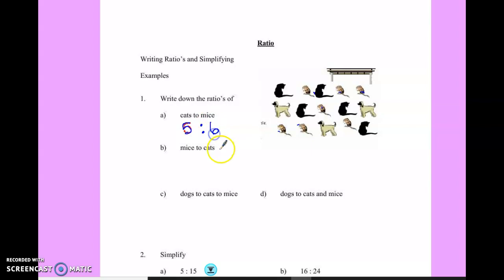So the ratio of cats to mice would be 5 to 6. The order is important. It's cats to mice, it's 5 to 6. Mice to cats would be the other way around, 6 to 5. Dogs to cats to mice, there are 3 dogs.